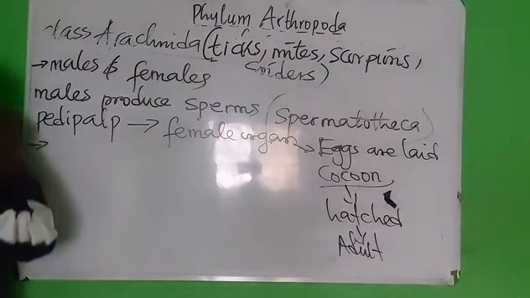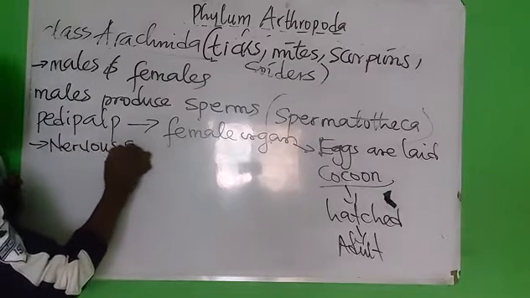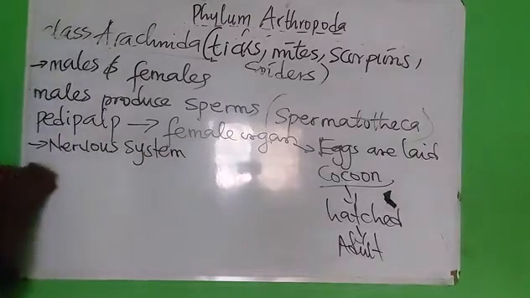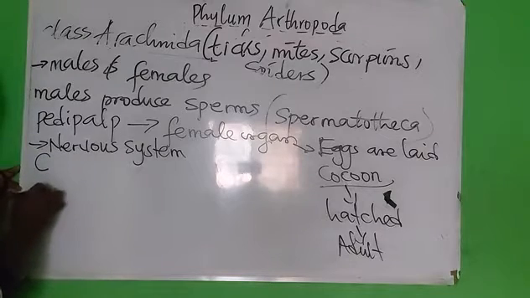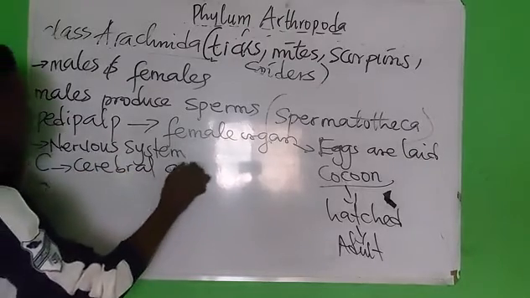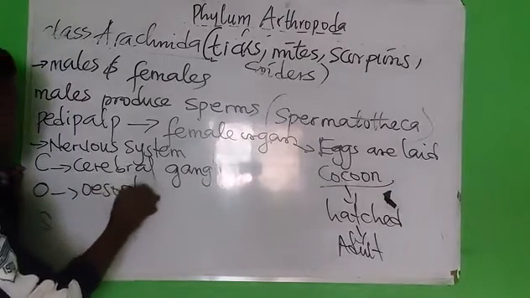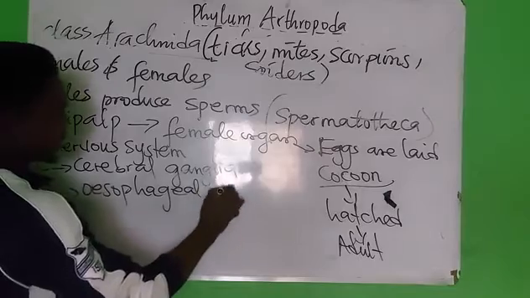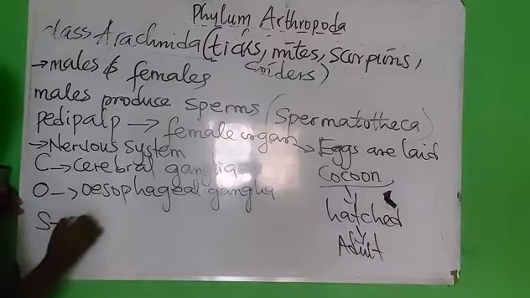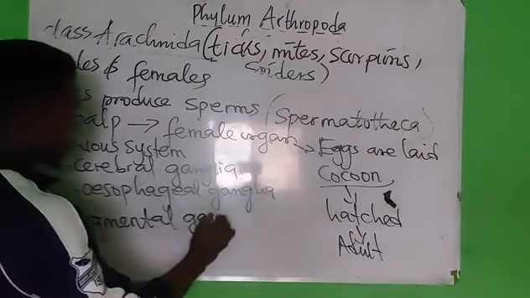Now, in terms of the nervous system of spiders, I call it COS. That is cerebral ganglia, esophageal ganglia, and segmental ganglia.